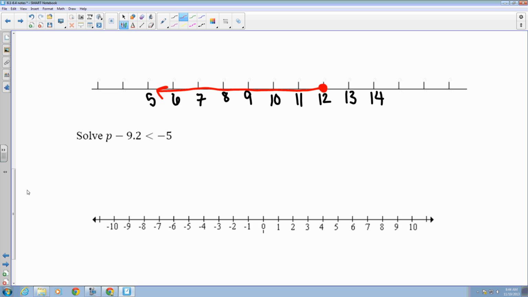Next one, p minus 9.2 is less than -5. We need to add 9.2 to both sides. -5 plus 9.2 is 4.2. So figure out where 4.2 is, put an open circle because we're not including 4.2, and it's everything less than that, so that's to the left.